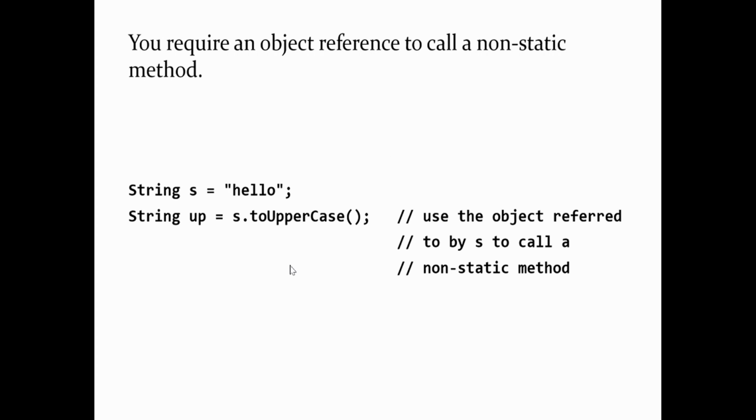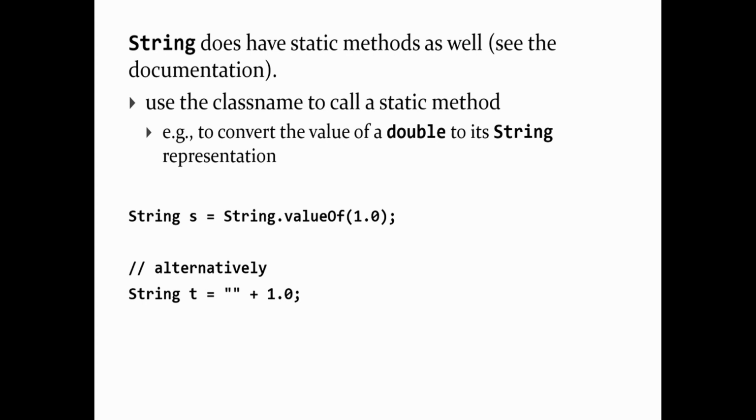So what is this doing? It's saying take the object that's referenced by s and call toUpperCase on that object. The object that's referenced by s is the string hello, so convert those characters to uppercase and give me back that string. So here you have to use an object reference to call the method. All right, String has static methods as well. I just showed them to you. If you want to use a static method, you always use the class name.